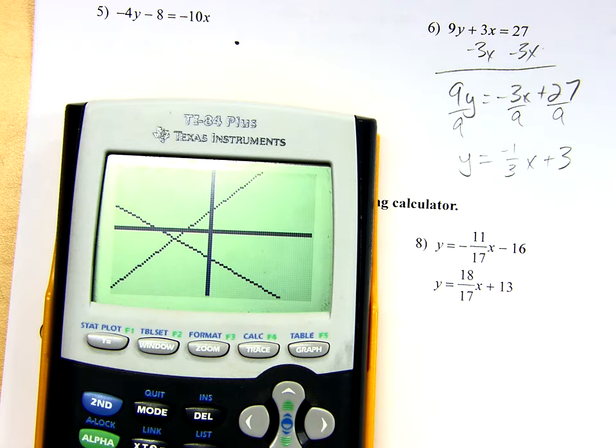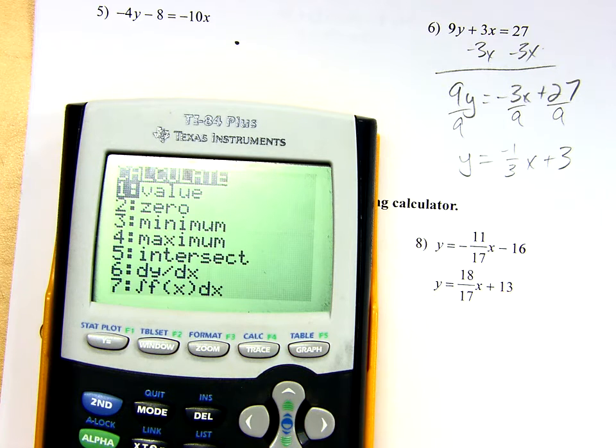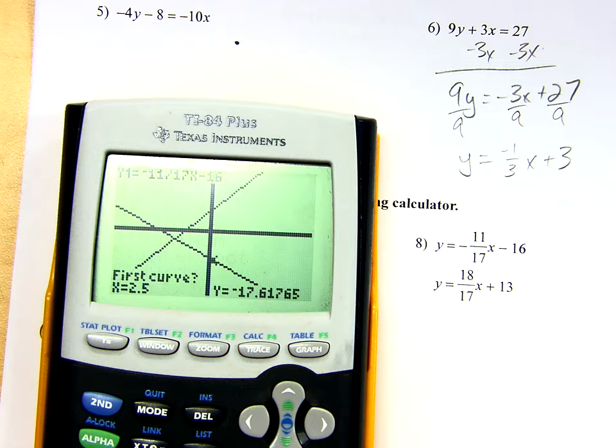Is everybody able to get these 2 lines up on their screen? And if you think you know how to find the intersection, go for it. Go ahead and try it. See if you can get there. If you need a reminder, we're going to do second calc. We're going to choose 5 for intersect because that's what I'm trying to find, where those 2 intersect each other.